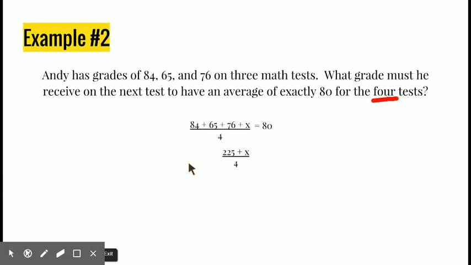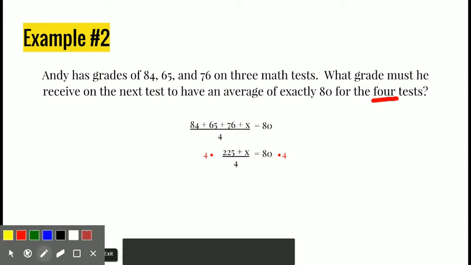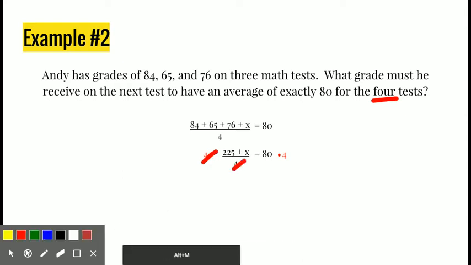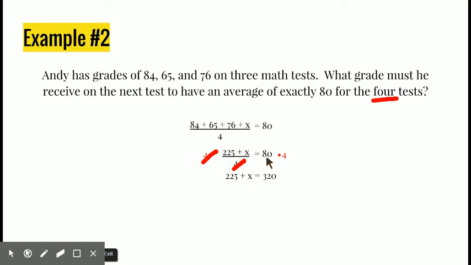So now we have 225 plus x, so I combine these 3 numbers, over 4 equals 80. Now remember, we want to get x by itself, so the opposite of dividing by 4 would be to multiply by 4. And whatever you do to one side, you have to do to the other. And so then what we have here now is that these cancel out on this side, right? And I'm left with 225 plus x equals 80 times 4 is 320.